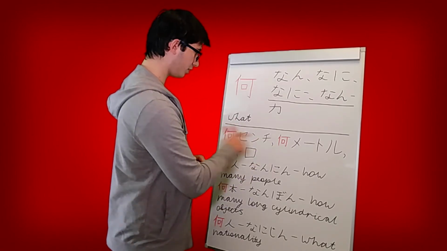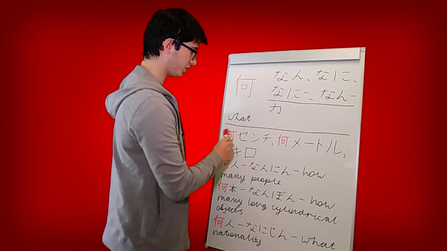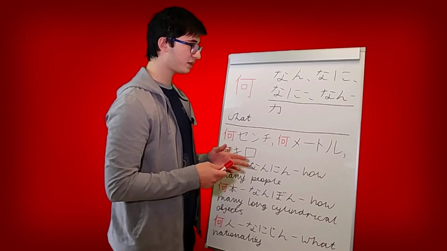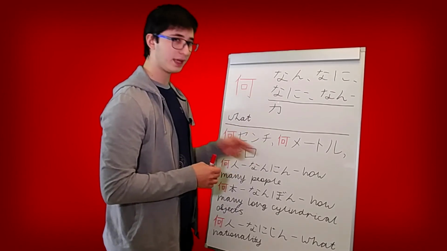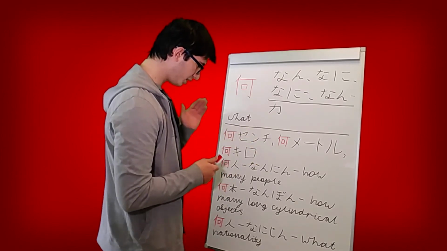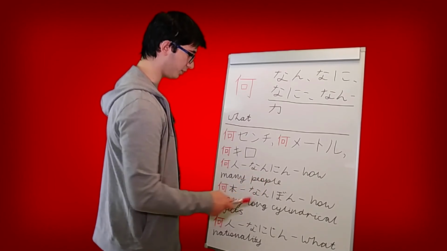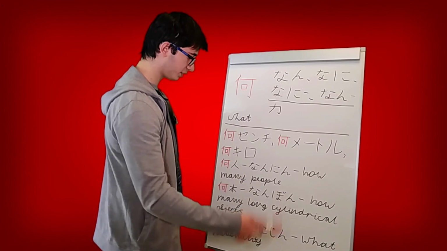So here, in all three cases, we're using this reading, nan, and then the continuation is senchi, metoru, or kiro. This works for many words like this. There will be many words where you have nan and then some counter. So here's some more of these. We have nannin, which means how many people. And then we have nanbon, which means how many long cylindrical objects.